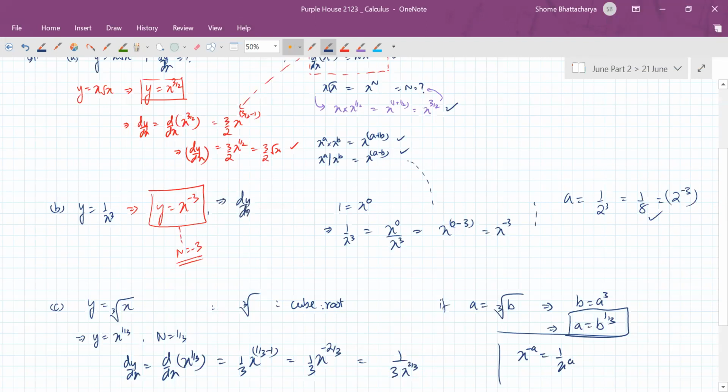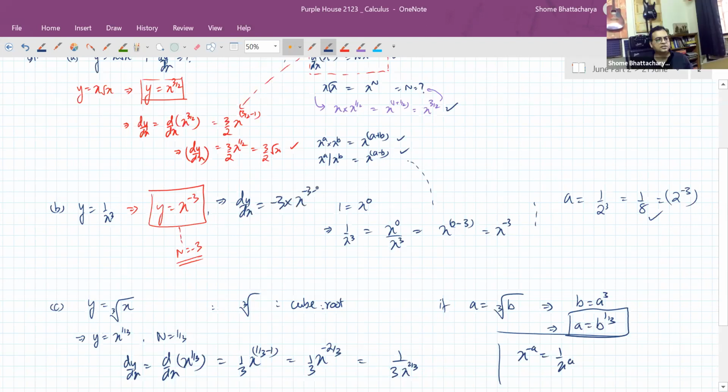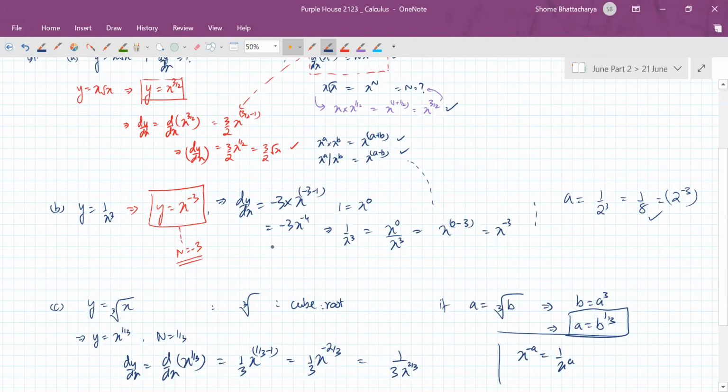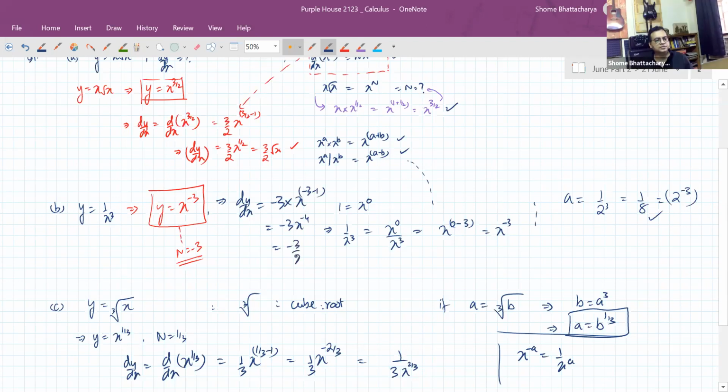So dy by dx will become what? n, which is minus 3, into x to the power minus 3 minus 1. So that's minus 4. So minus 3x to the power minus 4. And again, you can apply this principle that if you have a negative power, it's the same thing as 1 upon that power. Is it clear now?